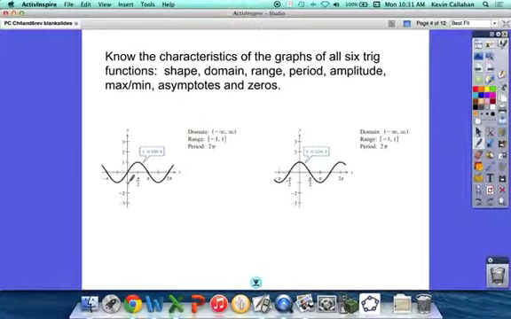What else is on there? Asymptotes. Are there any asymptotes? No, right? Because the domain is all real numbers. You can plug anything in. Nothing is undefined. And the zeros.